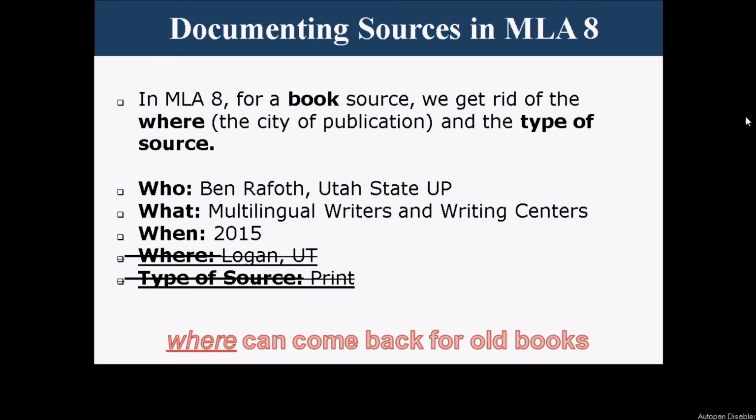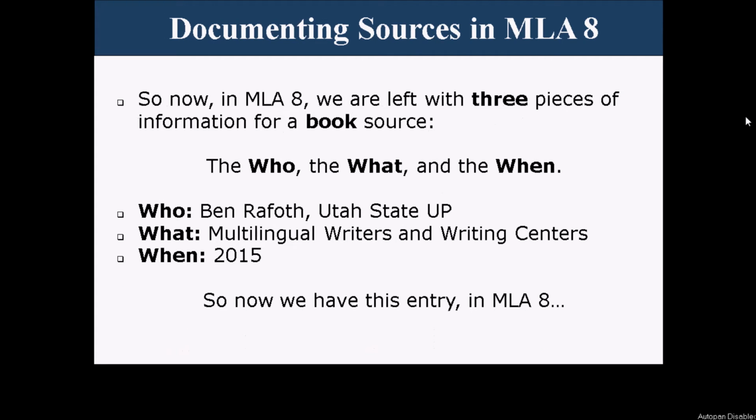Now notice in MLA 8, for a book source, we get rid of the following pieces of material. We lose the where, the city of publication, and the type of source, web or print. However, where can come back for old books, those that are published, for instance, older than 1900, where the publisher is less significant than the city itself. So for MLA 8, we're largely left with 3 pieces of information: the who, the what, and the when, although where can come back at times.